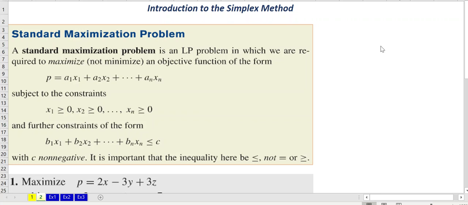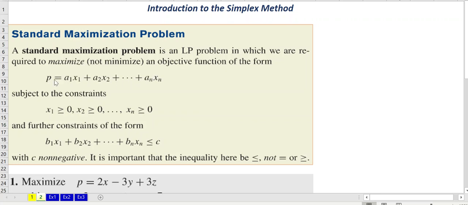So the first thing we need to be able to do is to recognize when a linear programming problem is a standard maximization problem. So a standard maximization problem is an LP problem in which we are required to maximize, as opposed to minimizing, an objective function. So we've already discussed what the objective function is. And when we're maximizing, we usually let this variable over here on the left-hand side be P. And again, I like to think of it as P for profit, something that we would maximize. So this would be the objective function.